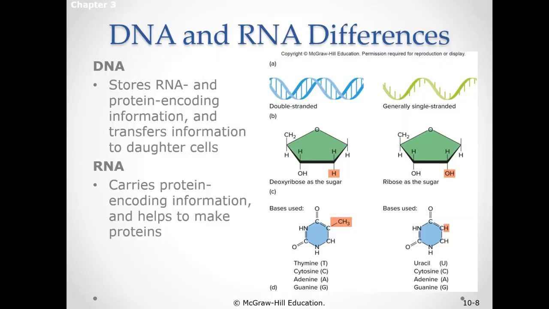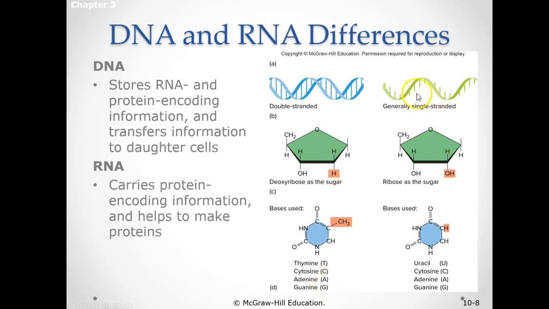So there are some important differences between RNA and DNA, and let's talk about them for a few minutes. DNA is double-stranded. Okay, we learned that. Deoxyribose is the sugar that we use, and it has the bases A's, T's, C's, and G's.